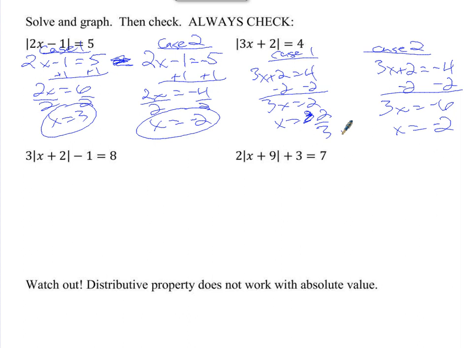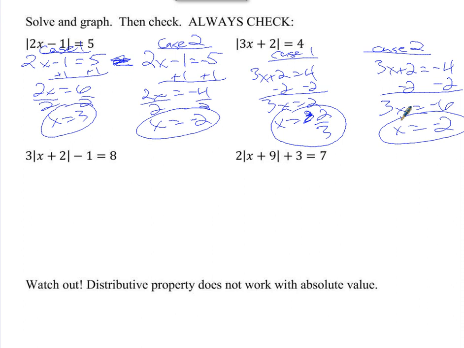We have 2/3 over here. It's a fraction, but it's not that big a deal. 2/3 times 3 is 2, plus 2 is 4, absolute value of 4 is 4. So does this one work? Yes. -2 times 3 is -6, plus 2 is -4, absolute value of -4 is 4, so this one also works.